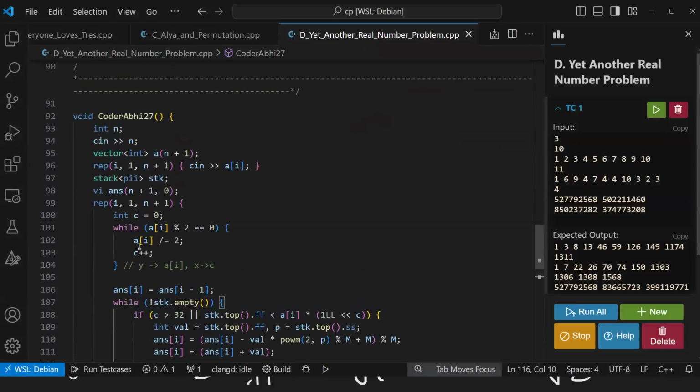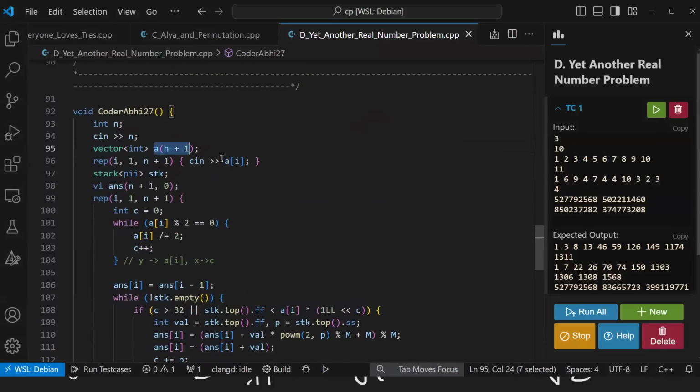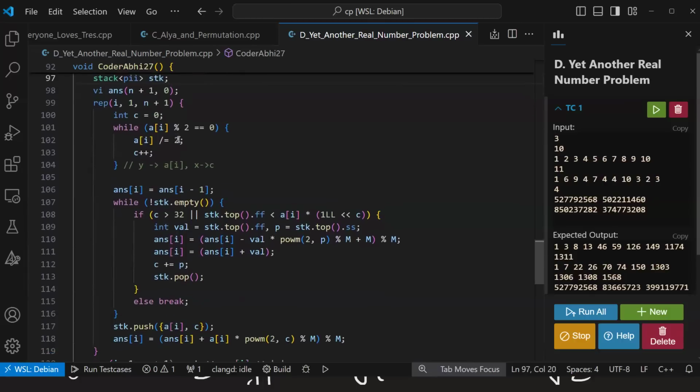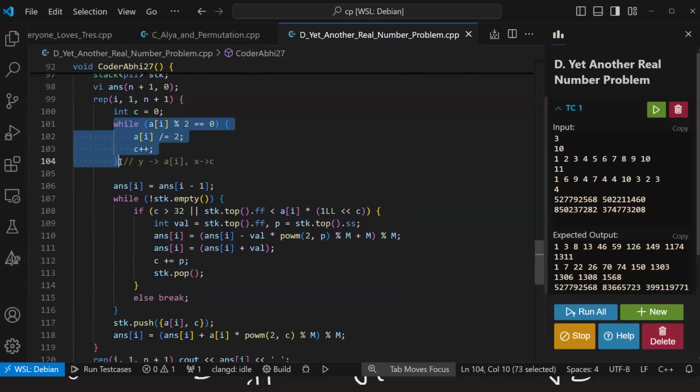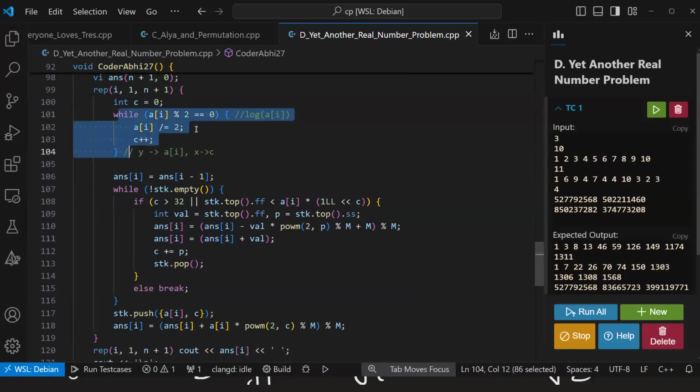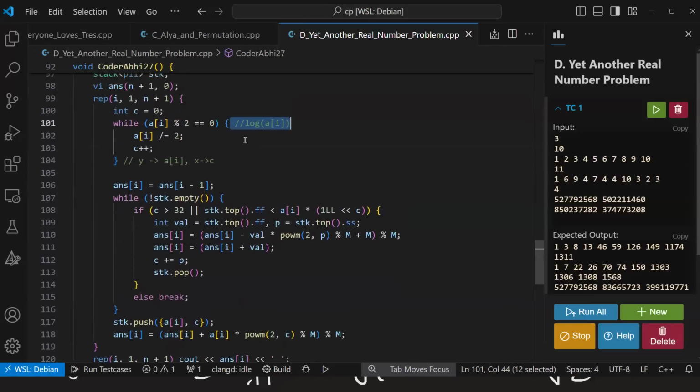So if you look at the time complexity of this code, this was input part order of n. I've initialized the stack, and then this while loop at max, I would divide by 2, divide by 2. This while loop would go at max log of AI times. This is the maximum log of AI times this while loop would run.